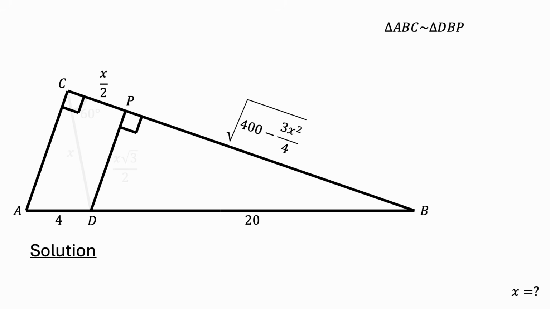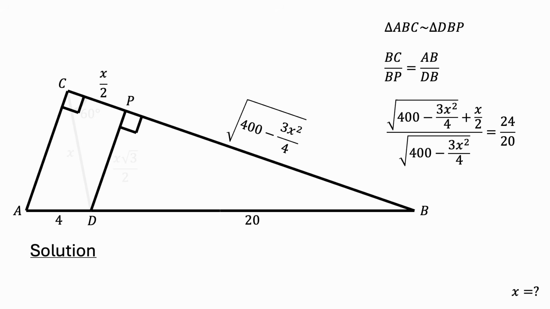Since corresponding sides of similar triangles are proportional, we have BC over BP equals AB over DB, or (square root of (400 minus 3x squared over 4) plus x over 2) over square root of (400 minus 3x squared over 4) equals 24 over 20.